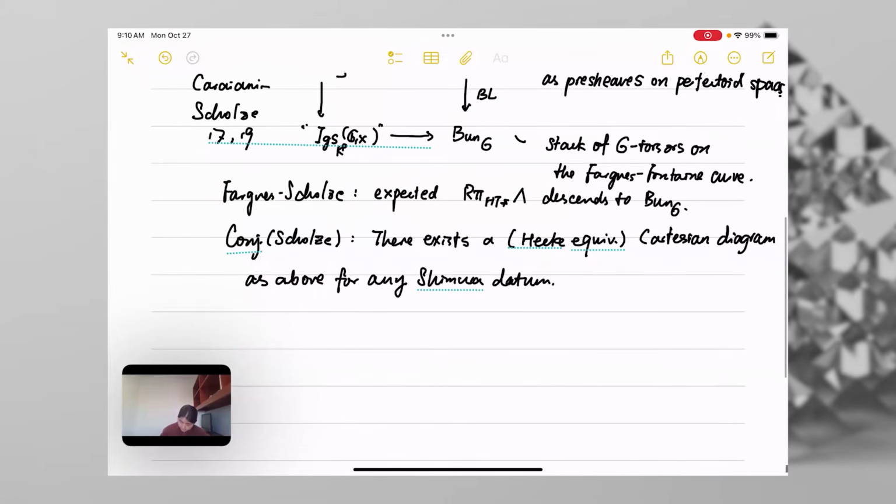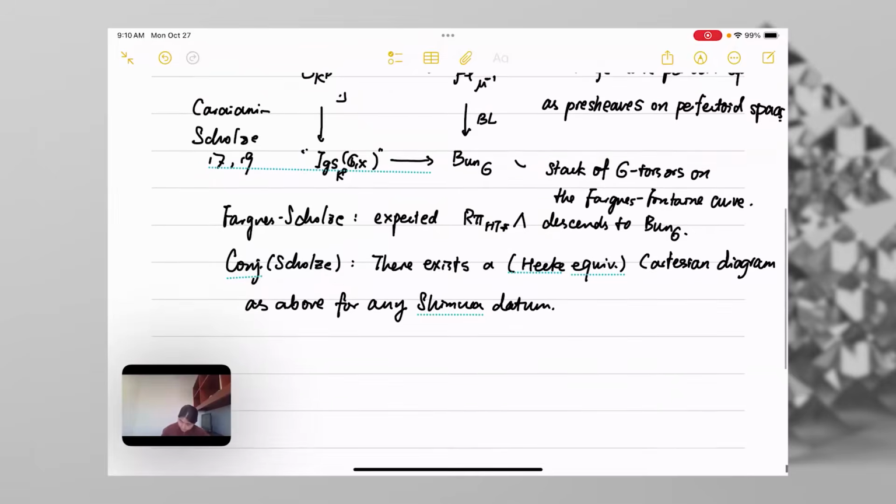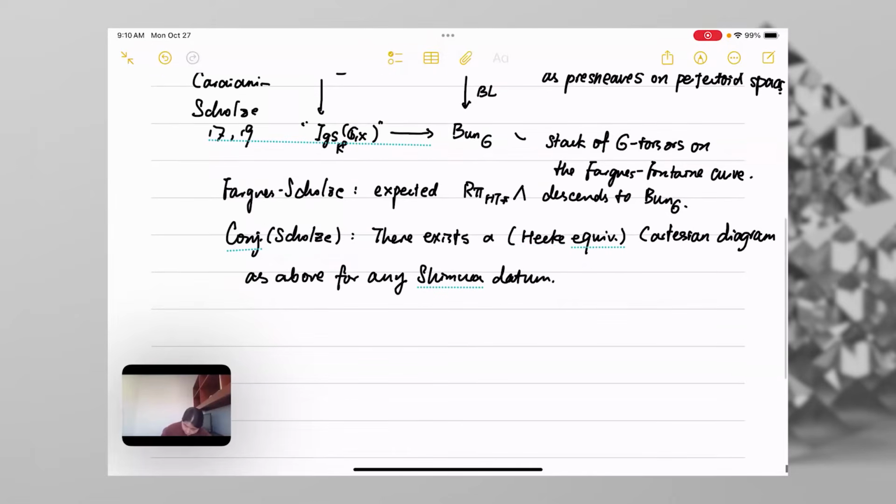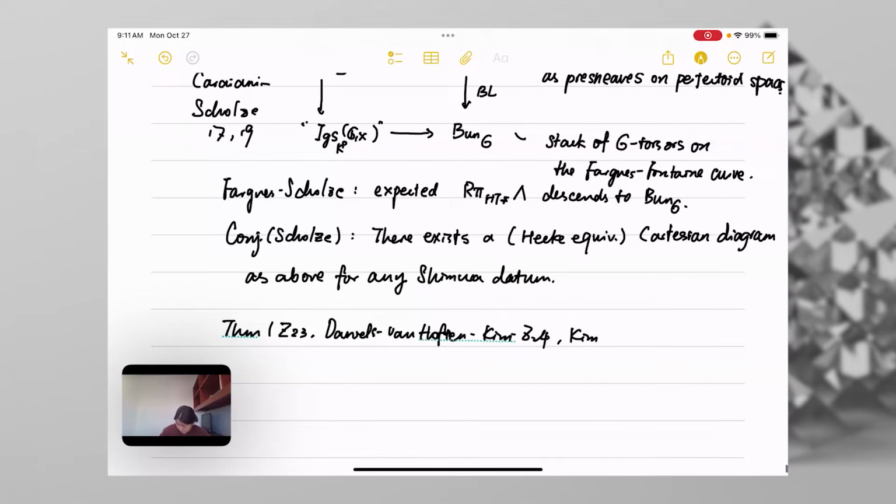And so the status of this conjecture is that this is known in full generality for Hodge-type Shimura varieties, due to joint work with Patrick Daniels, Paul van Hoften, Daniel Kim, and Daniel.